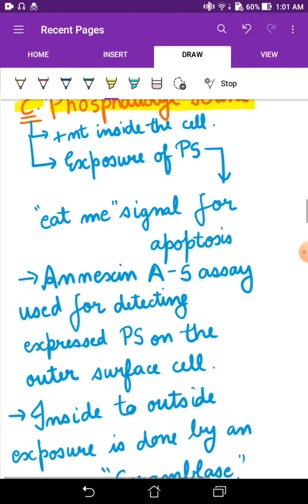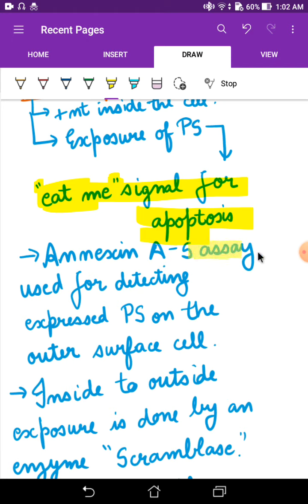Its main feature is that the exposure of phosphatidylserine is a signal for apoptosis. When the cell has to undergo apoptosis, this lipid would be outside, signaling that this cell has to be eaten: an eat-me signal for apoptosis. The annexin A5 assay is used for detecting phosphatidylserine expressed on the outer surface. This assay is used for detecting apoptotic cells that are going to undergo apoptosis.